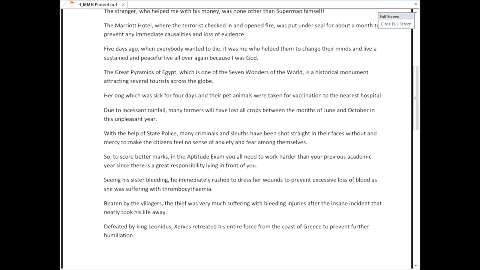Okay. I want you to shoot it without seeing. Let's try. Go for it. The Marriott Hotel, where the terrorists checked in and opened fire, was put under the seal for about a month to prevent any immediate casualties and loss of evidence.